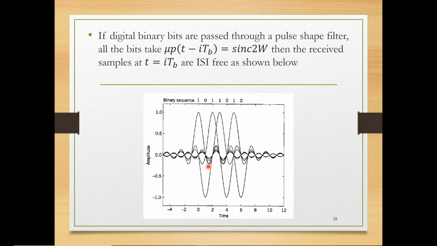Multiplied by sinc becomes up, from down to up, the pulse. And you have 1, up, up, down, up, down. Now, where is the catch here? Where is the trick? Now see at this point where you need to sample at the receiver.